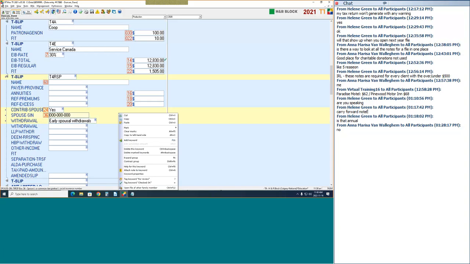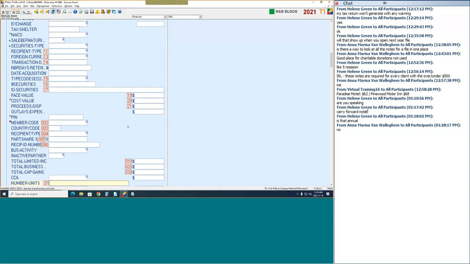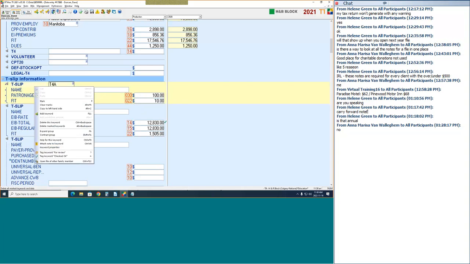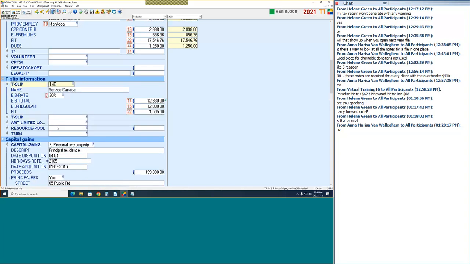Okay, I'm going to take this one out. I'm just showing you some things so that you can visually see it on your computer of what it's going to look like. I'm going to take the co-op slip out. So those are very common things.